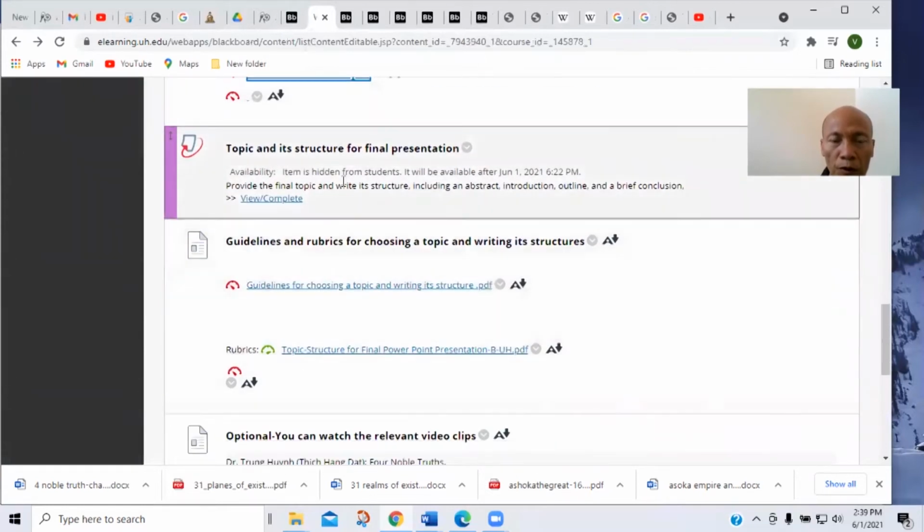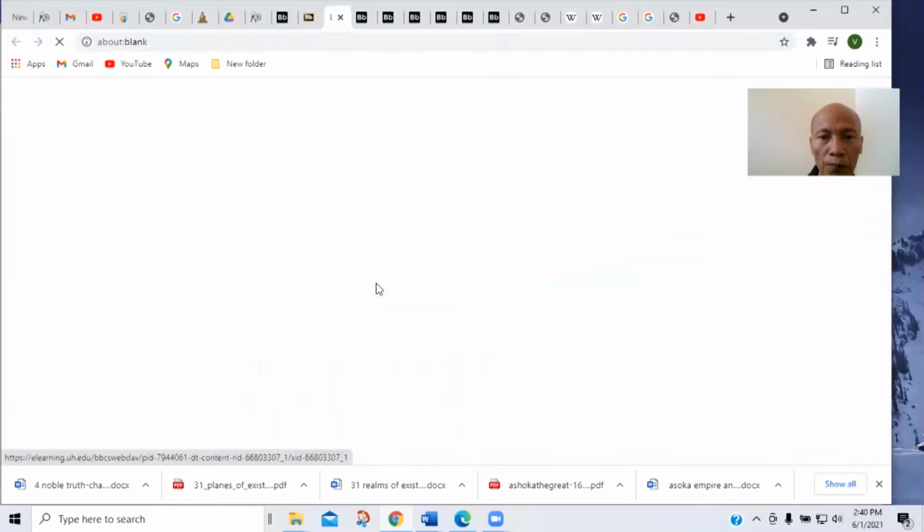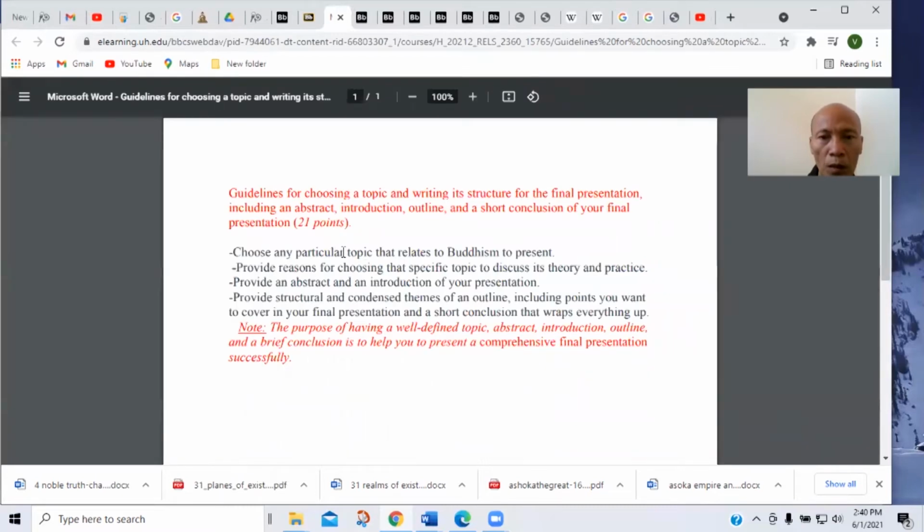And for this week, you're supposed to write a topic and its structure for the final presentation. Early in the semester, or the summer, I would like you to prepare early and pick the topic that you would like to do for your final PowerPoint presentation. Here is the guideline. You choose any topic that relates Buddhism to the present time. So you can pick a topic like Buddhism and psychology, Buddhist psychology, Buddhist education, Buddhism and healthcare, Buddhism and meditation, and so forth.